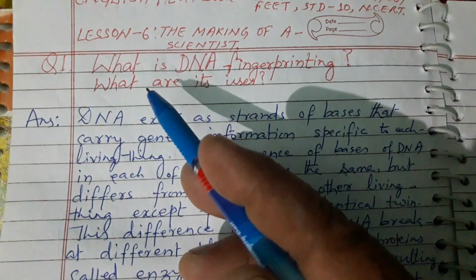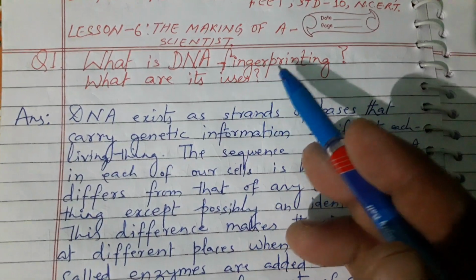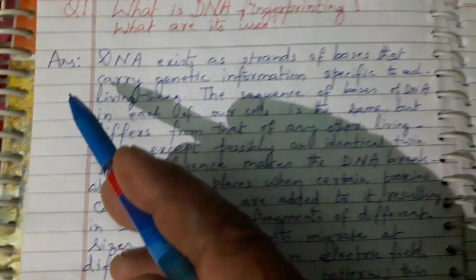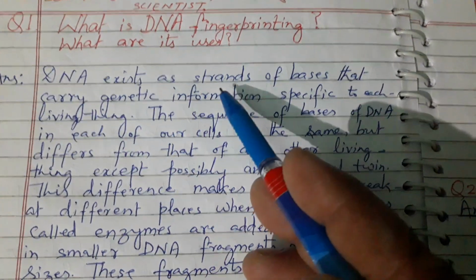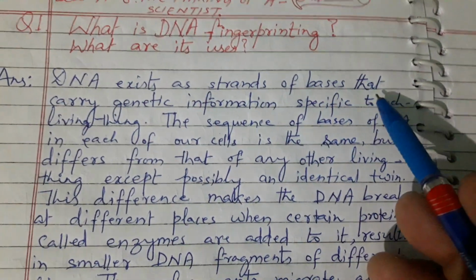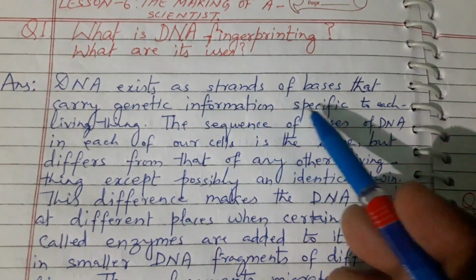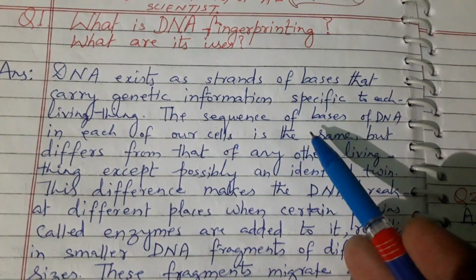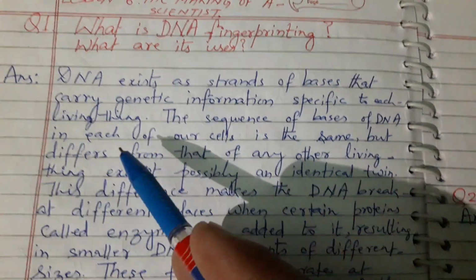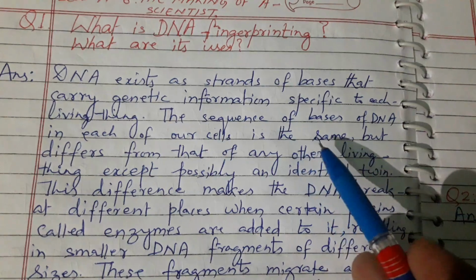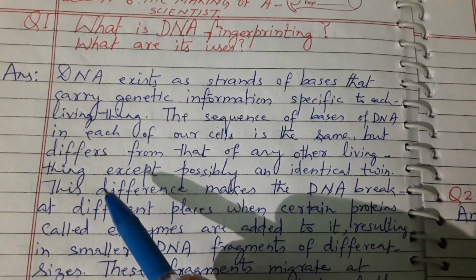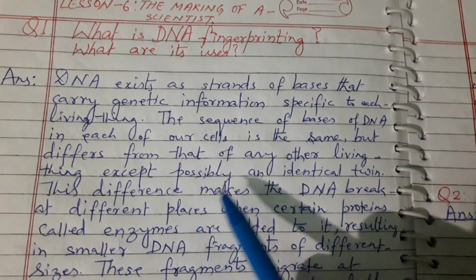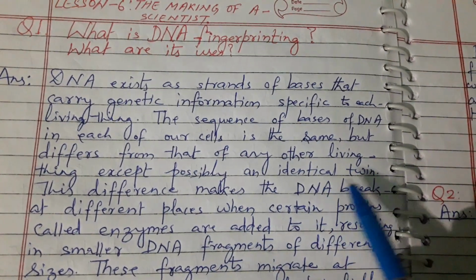Question number 1. What is DNA fingerprinting? What are its uses? Answer. DNA exists as strands of bases that carry genetic information specific to each living thing. The sequence of bases of DNA in each of our cells is the same but differs from that of any other living thing except possibly an identical twin.